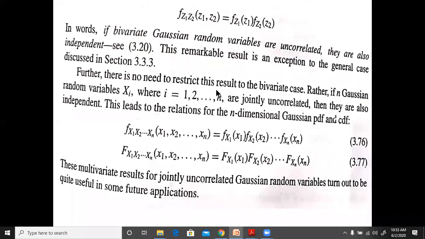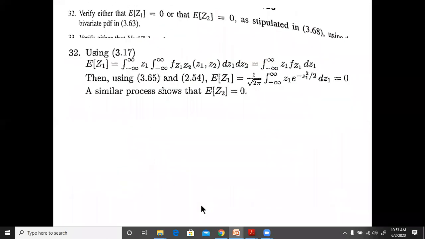Further, there is no need to restrict this result to the bivariate case. It can be extended to n Gaussian random variables xi, where i goes from 1 to n, and if they are jointly uncorrelated, they are also independent. This leads to the relationship for an n-dimensional Gaussian PDF and CDF, which is something like this. This is the PDF, and this is the CDF. These multivariate results for jointly uncorrelated Gaussian random variables turn out to be quite useful in some future applications.